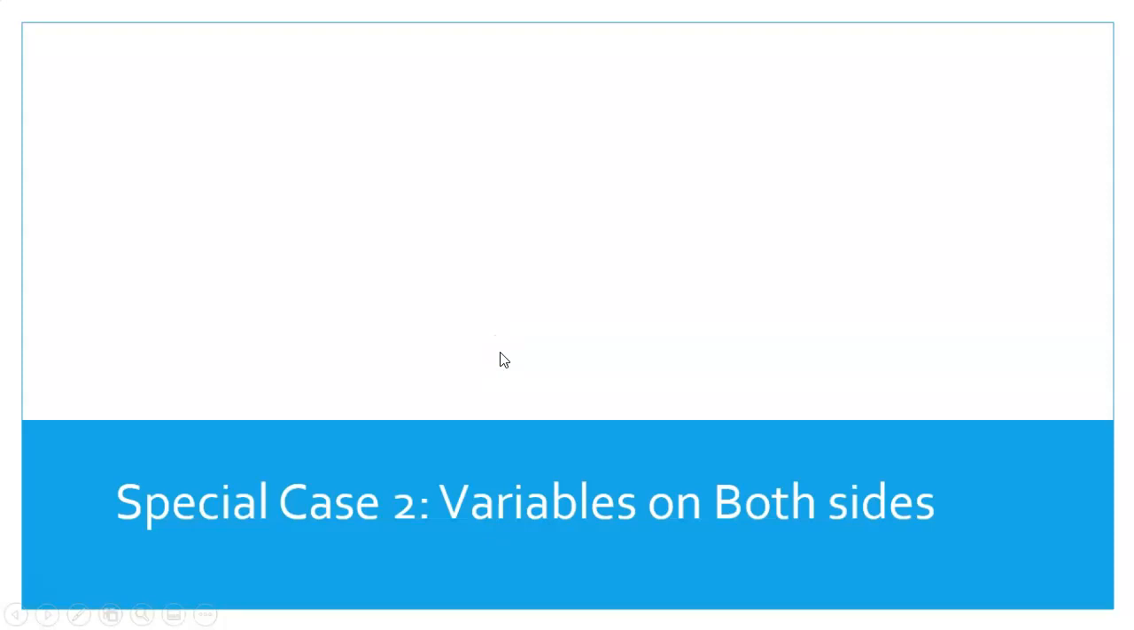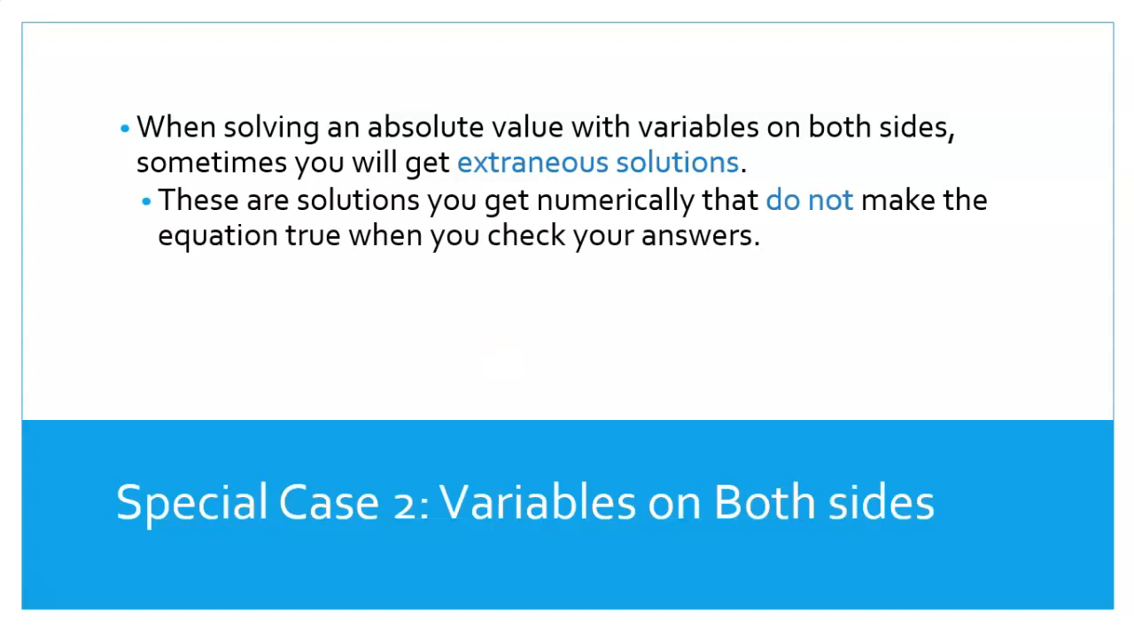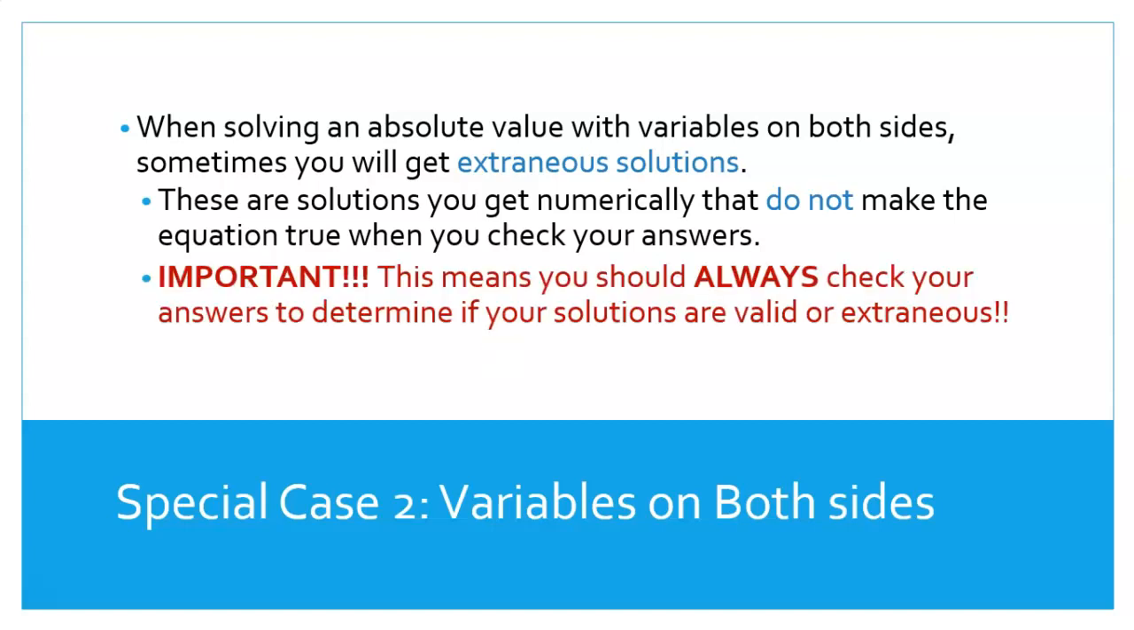Moving along to the second special case you might see, and that's when you're solving an equation with variables on both sides. Sometimes when you solve an absolute value with variables on both sides, you will get something called an extraneous solution. What that means is a solution that you got numerically, but when you check your answers, it does not actually make the original equation true. So it's very important that you always check your answers to determine if your solutions are valid or extraneous. Every time you solve an absolute value equation, you must always check your solutions to make sure that they are valid.